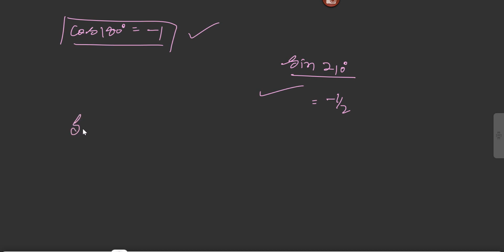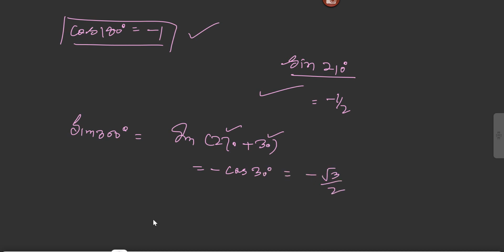I'll take here sine 300 degree. Let's see how to deal with it. Sine 300 degree is sine of 270 plus 30 degree. Yes, children, it lies in the third quadrant. That's why in the third quadrant sine is negative. At 270 degree, it will be converted into cos. And this angle you can do, that is cos 30 degree, minus cos 30 degree, which is root 3 by 2. By this way, you can solve sine 300 degree. Whatever angle is coming, you can break it out by this way and get it.